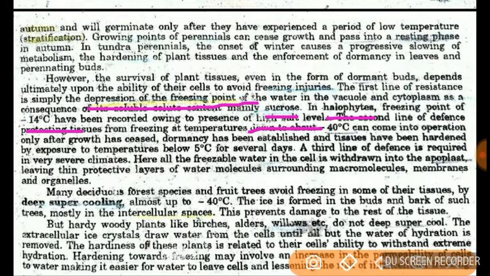Now the next thing is deep supercooling. The deep supercooling is up to 40 degrees centigrade. What happens in these types of examples, that is the ice is formed in between the intercellular spaces, okay, and just the rest of the tissues are going to be safe. So these are the strategies.